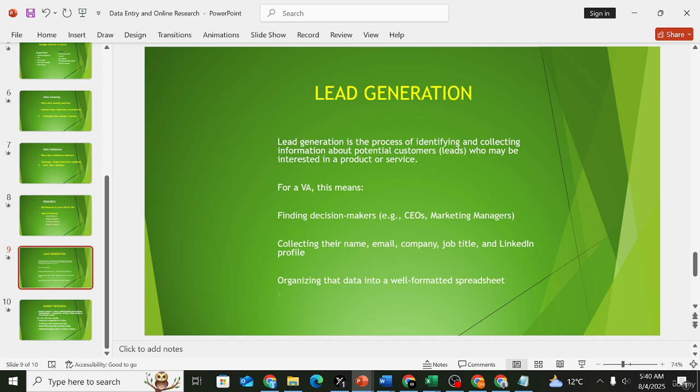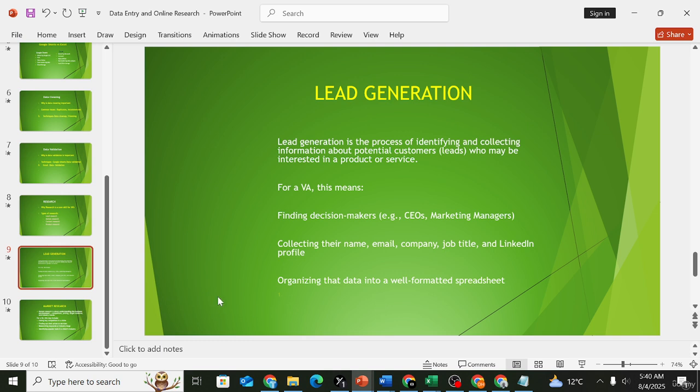So what does this mean to a VA? You are going to find information about decision makers, such as CEOs, marketing managers, and so on. And what are you going to collect? You're going to collect their name, the name of the company, their email, job titles, and maybe their LinkedIn profiles. Then you're also going to organize the data into a well-formatted spreadsheet.